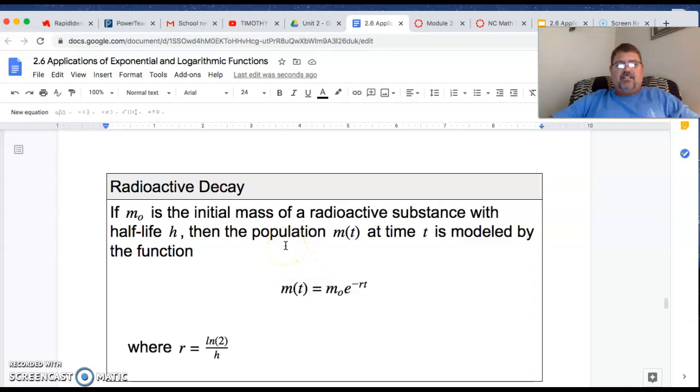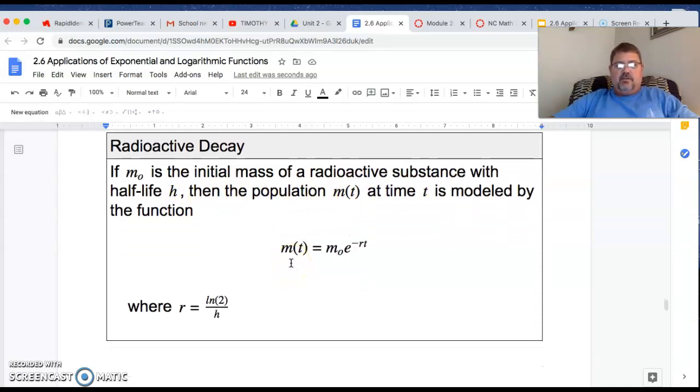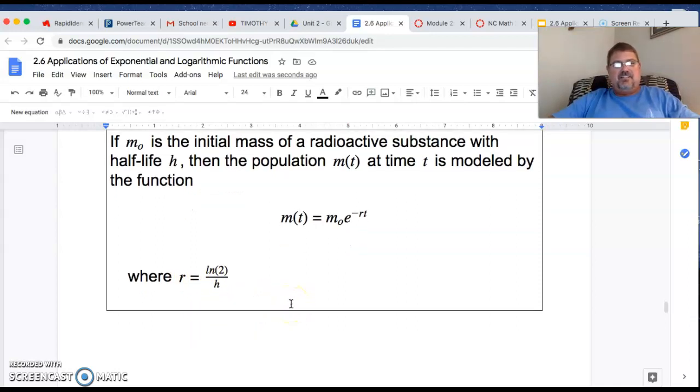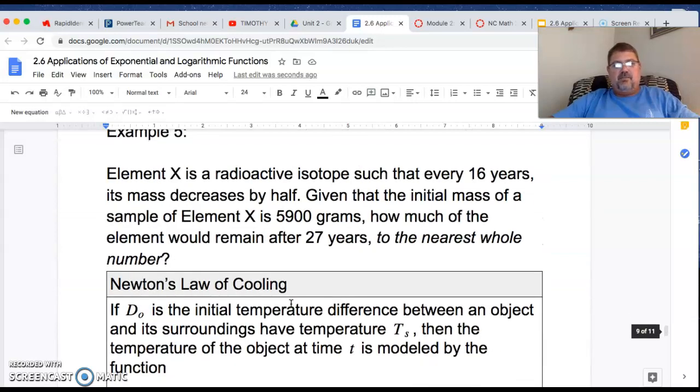And that means half the mass disappears in so much time, and they know how much that'll be. If m sub 0 is the initial mass of the radioactive substance with a half-life h, then the population at time t is modeled by the function. Now notice this is a lot like your other formula, only it's got a negative exponent, which means this is a decaying formula. And again, if it's a half-life, it's usually natural log of 2 over h. So it's such a similar formula. They're really the same thing.